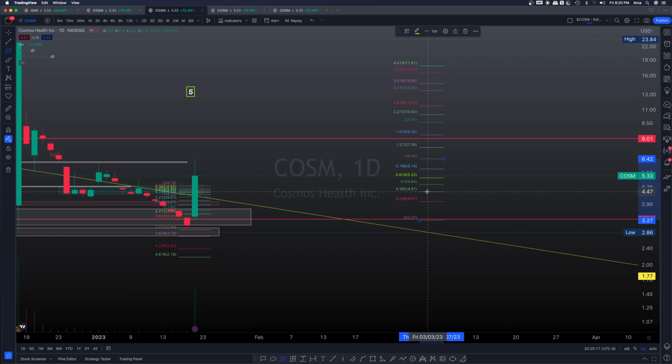So very likely we can actually even test the 447 on the next iteration, which is already very close to this newly converted resistance into support. So we can actually just wick slightly below it to about $4.28, $4.30 before a continuation to the upside. But know that validations can sometimes take some time, and since we are in the daily here, we have to keep it into consideration.